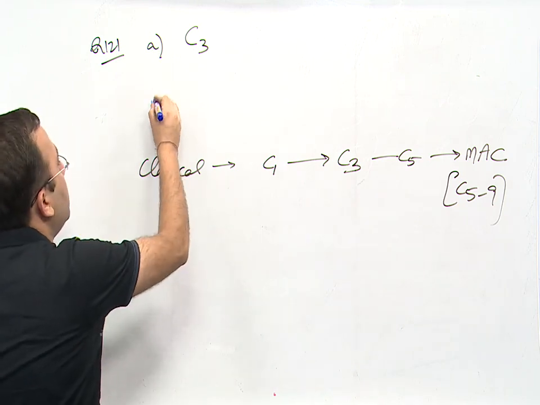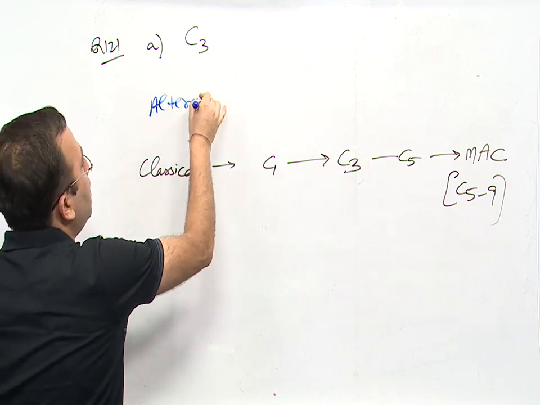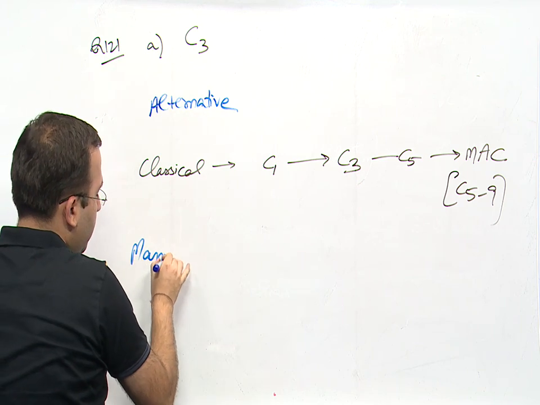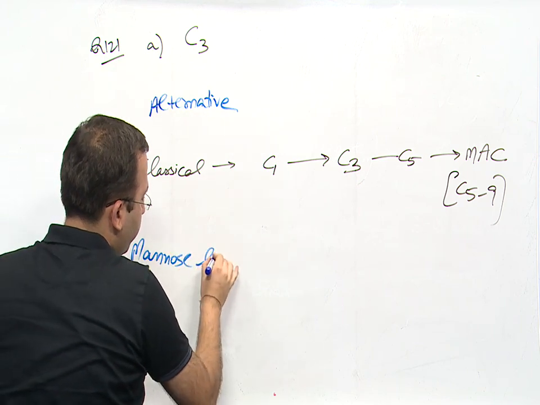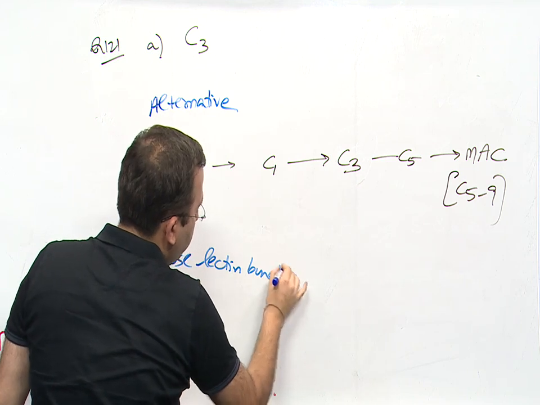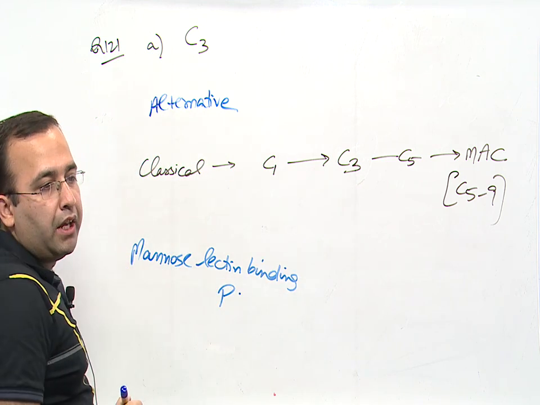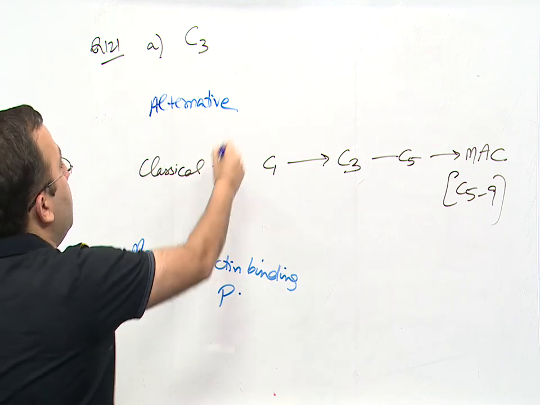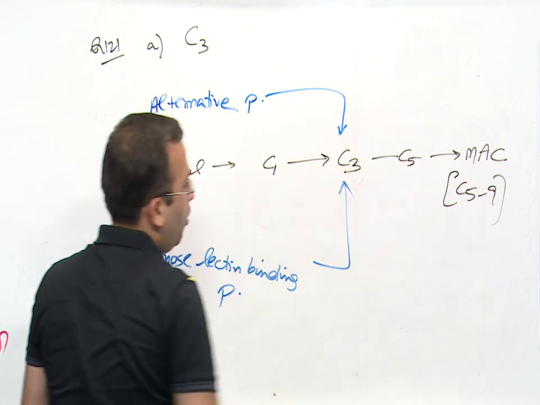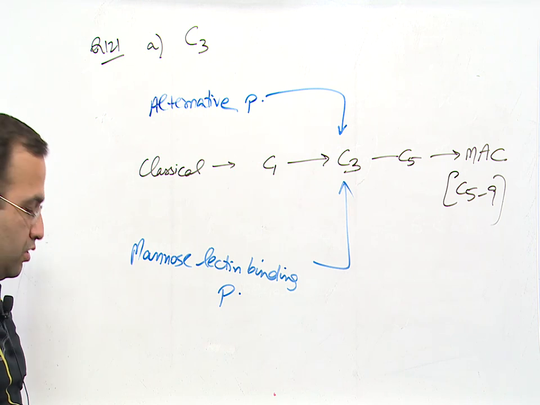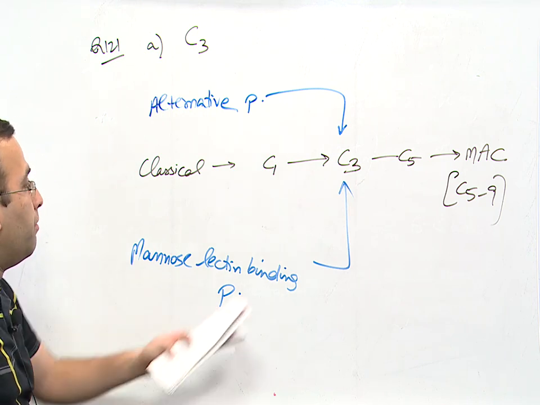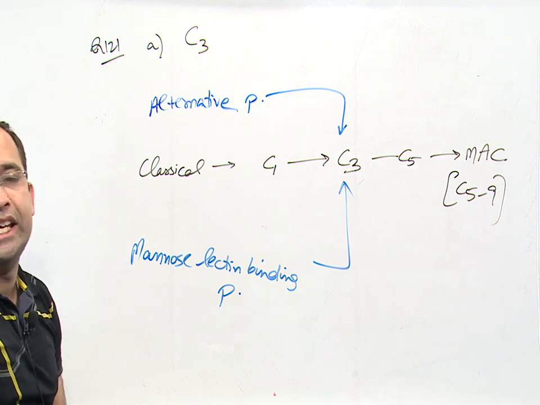Then there are the alternative pathway and the mannose-lectin binding pathway. Both of these converge directly on C3. So the first contact point, or the first common point, is C3.